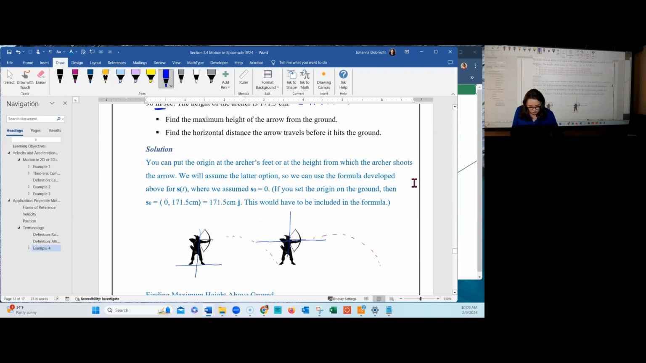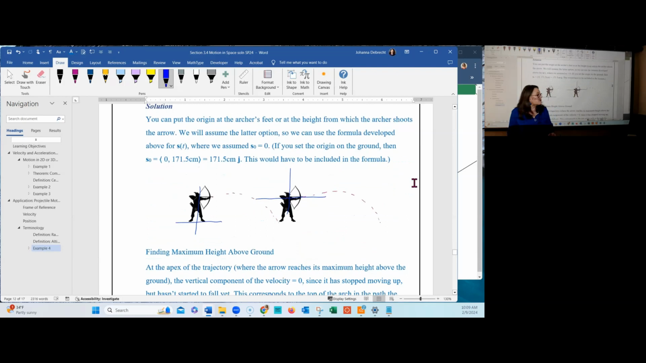So you can choose to put the origin either at the feet of the archer right here, or where I'm going to place it, which is up here. Regardless of which way you do it, the trajectory of the arrow is the same. It simply changes the values of S naught. If you set the origin on the ground, then S naught would be 1.715 meters in the J hat, and this would need to be included in the formula that we did up above.